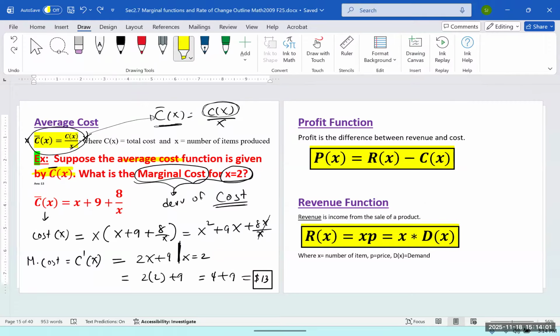So from before, the profit is revenue minus cost. And for revenue, it's number of items times the price per item. But if you don't know price per item, you can use the demand function. Demand per item times number of items. Now, based on this, we are going to have marginal revenue, marginal profit. And then whatever information is given, either we use X times P as the revenue or X times demand as the revenue.